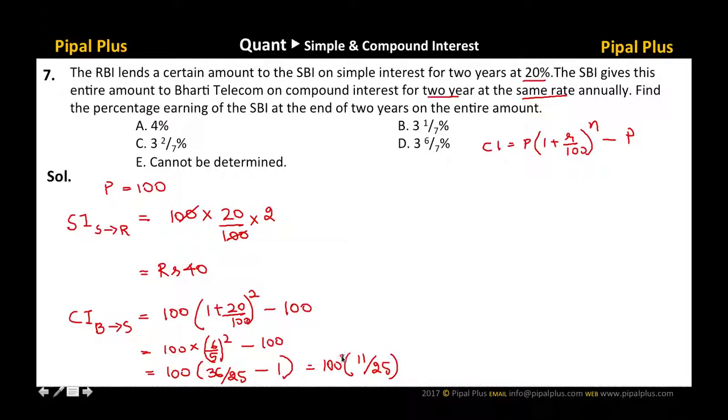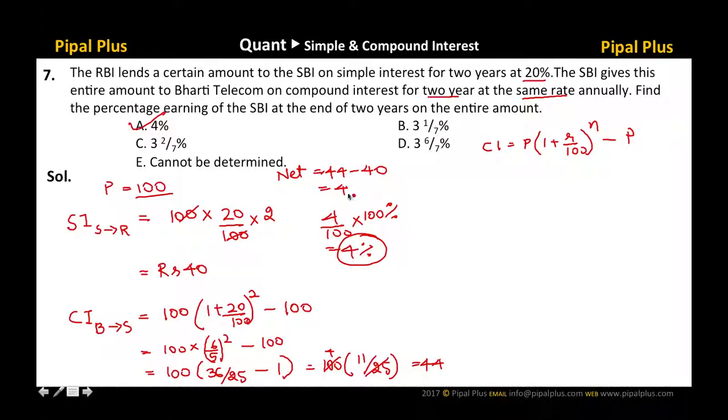So we get 25 times 4. Let's cancel this. 4 11 the 44, right? So the net profit that SBI has made is 44 minus 40, which is 4 rupees. When I find the percentage on the original principal, this 4 becomes 4%, right? So my answer is 4%. That's the percentage earning that SBI has at the end of 2 years.